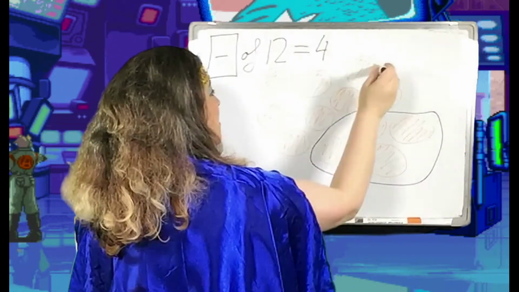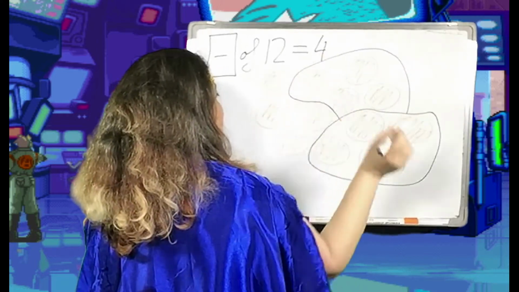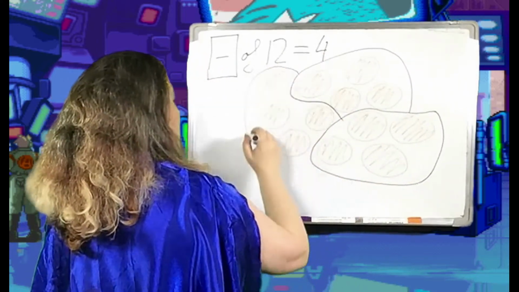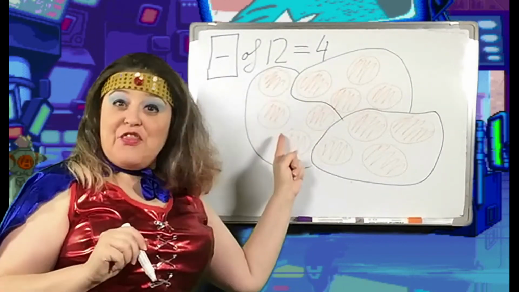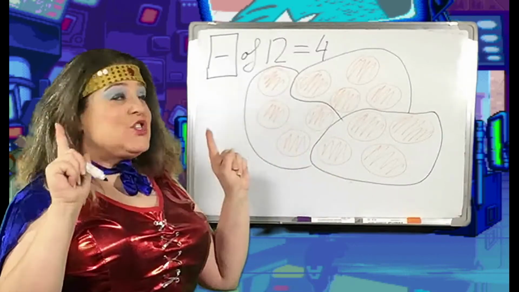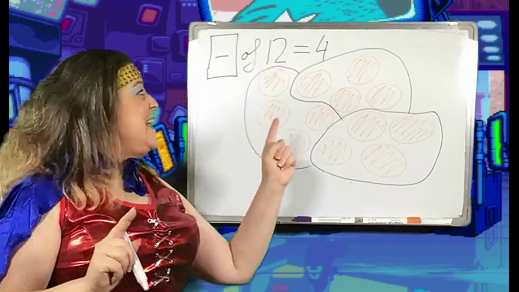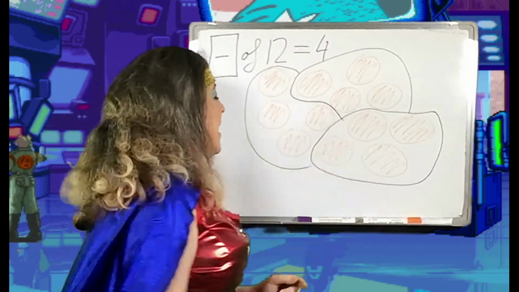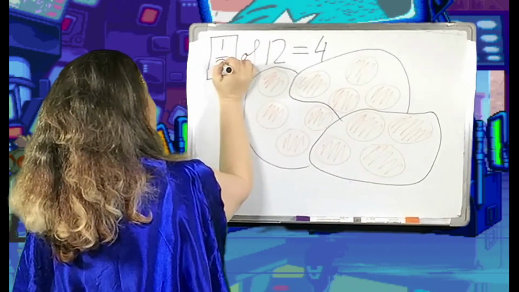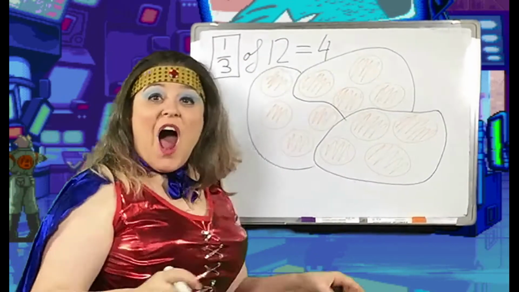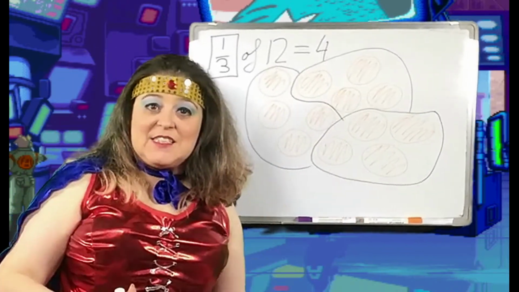So we can circle 4 more oranges, and then 4 more oranges. And we can see that we have made 3 groups. So, what fraction of 12 is 4? Well, 1 out of 3, or 1/3. 1/3 of the oranges have been circled.